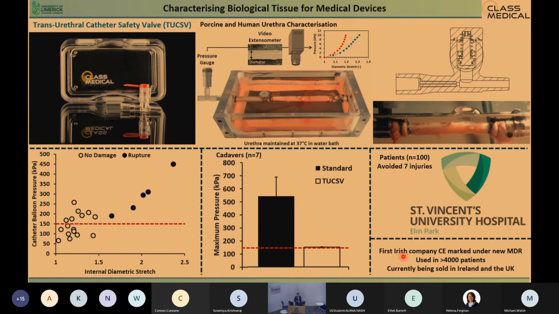And this went on to become, after my involvement in this company, so this is what I was involved in, and then afterwards, under the very wise guidance of Michael Walsh, it was the first Irish company to be CE marked under the new medical device regulations. It's been used in over 4,000 patients, and it's currently being sold in Ireland and the UK. So that was kind of an exciting success story of characterising biological tissues for medical device design.